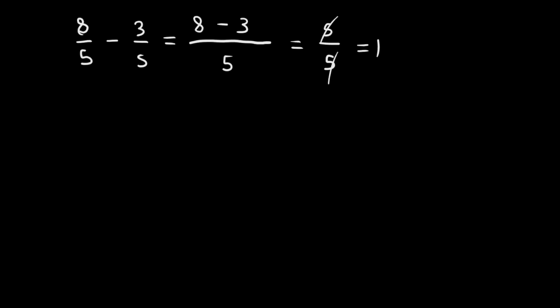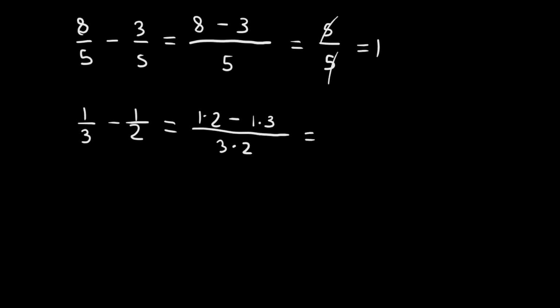Try this one. Let's say we have 1/3 minus 1/2. Now again, the principle is the same. We don't have the same denominator, so we have to multiply both denominators, and we have 3 times 2. Then we multiply the first numerator 1 times the second denominator, and then we subtract it with the second numerator times the first denominator, which is 3.